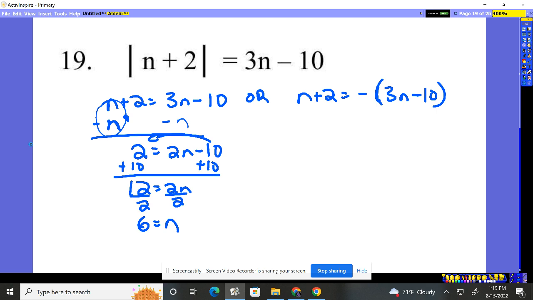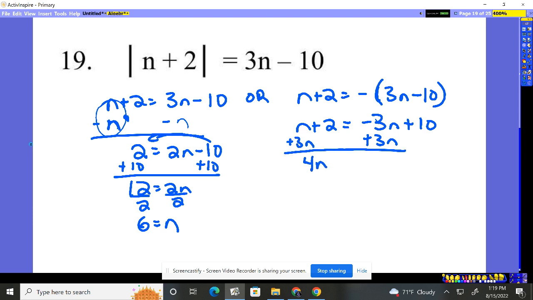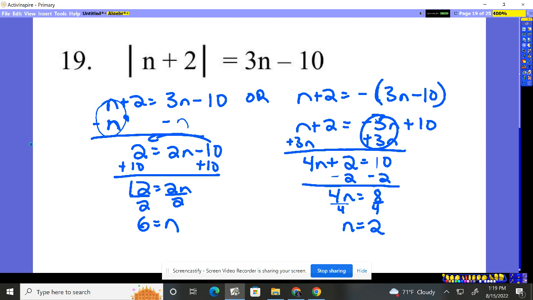That's one possibility. Over here, well, you need to distribute your negative 3 through. And don't forget to distribute it through to the 10. Now we're going to have to solve this guy for n. Well, let's move the negative 3n over. So I'm going to add 3n to both sides. I get 4n plus the number 2 equals, that went away, 10. I now subtract 2. 4n is equal to 8. Divide by 4. And you're going to get a solution of 2. So we got 2 or 6.